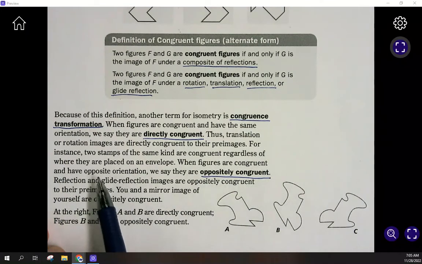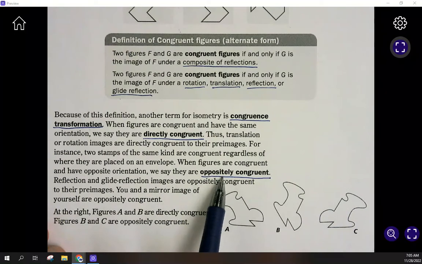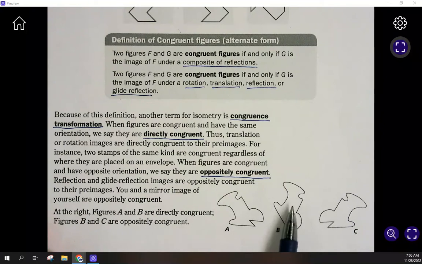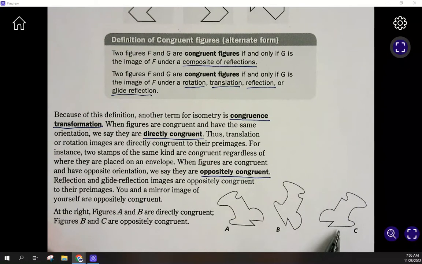All right, when figures are congruent and have opposite orientations, we would say they're oppositely congruent. Makes sense. Those would be your reflections and your glide reflections. So A and C or B and C are oppositely congruent because the size hasn't changed, the angles haven't changed, none of that has changed, but the orientation has. It's flipped. So I have to flip this shape in order for them to line up, but all of my A, B, C, Ds are preserved. Okay, so directly congruent, translations, rotations, oppositely congruent, reflections, and glide reflections. Let's go to the back.